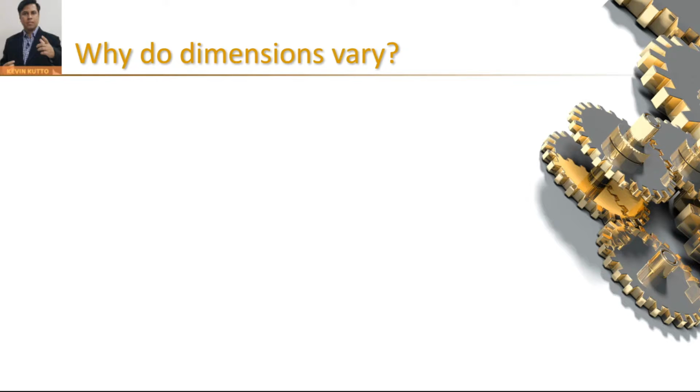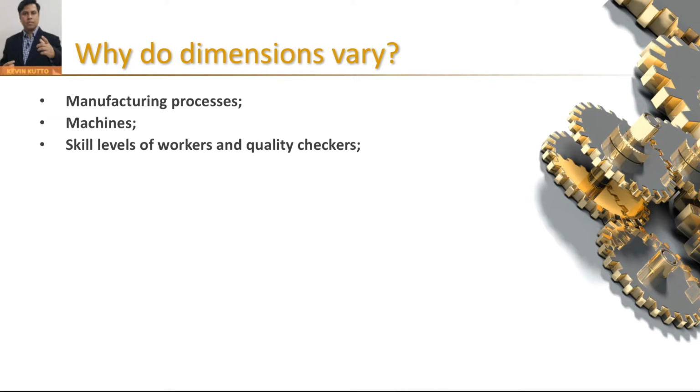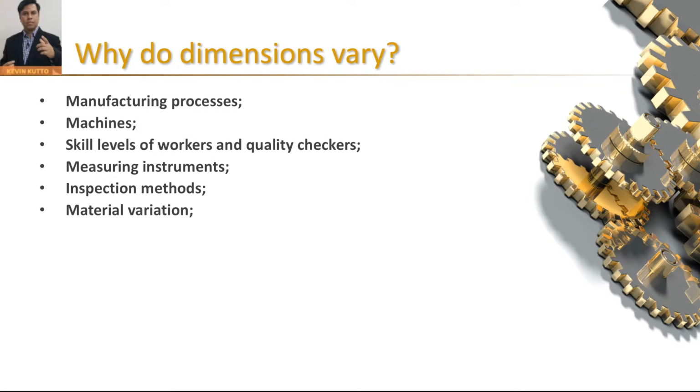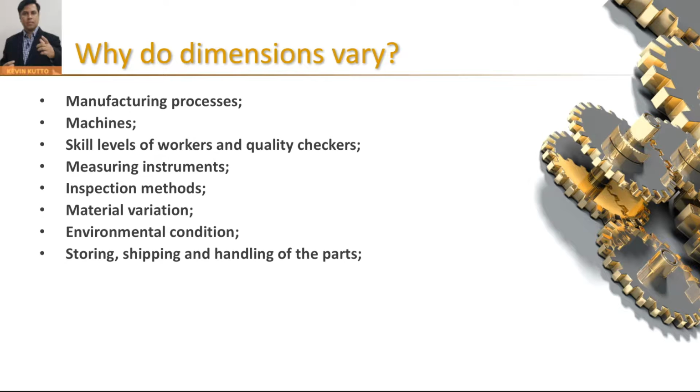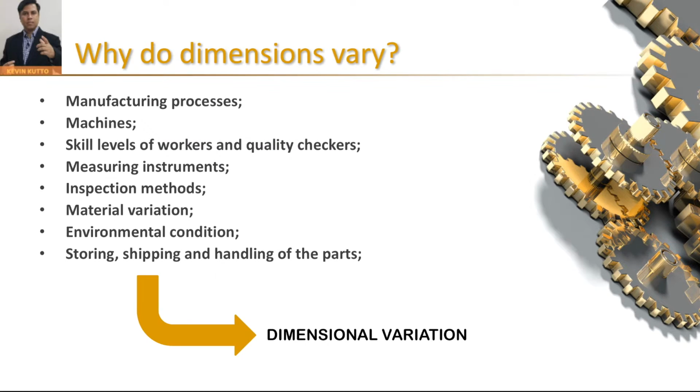See, dimensions vary in the first place because of the variations in manufacturing processes, machines, skill levels of workers and quality checkers, measuring instruments, inspection methods, material variations, environmental conditions, storing, shipping and handling of the part. All these variations result in dimensional variations.